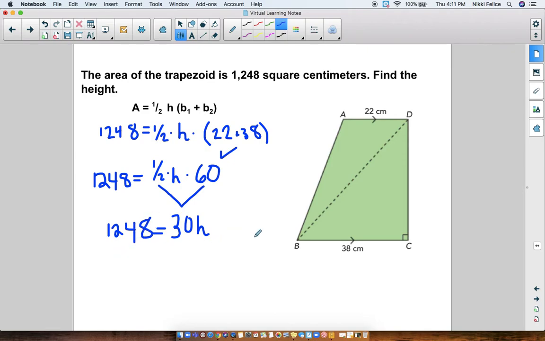One-step equation. Now I am going to divide 1,248 divided by 30. Okay, so whatever we get for our answer will be our height. And our answer is 41.6. 41.6 centimeters. That's the height of this trapezoid. So this is just like how we did with triangles and parallelograms. When we plugged it in, we just plug in what we know and then solve for the unknown variable.